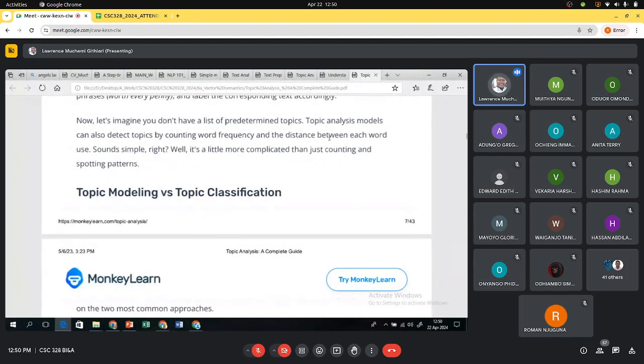Another one is by looking at the distance between two words. And there are many ways of calculating the distance between two words. So we shall learn that next week.